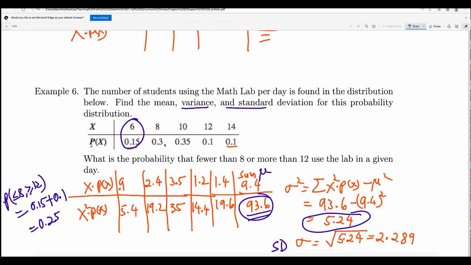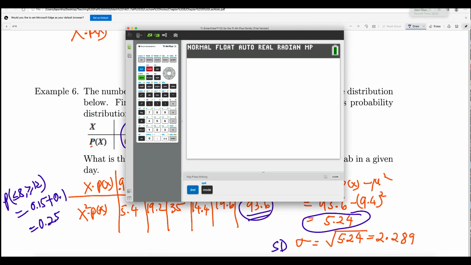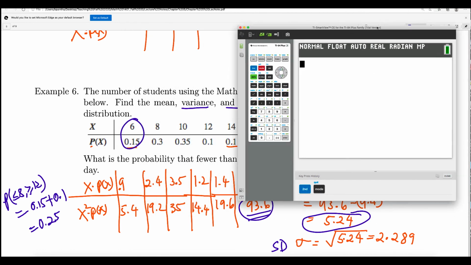Now what I want to do here is show you how to find this using the calculator. It is exactly the same method as we did in chapter 2. How do you do that? Let us go to the calculator and do exactly the same problem.